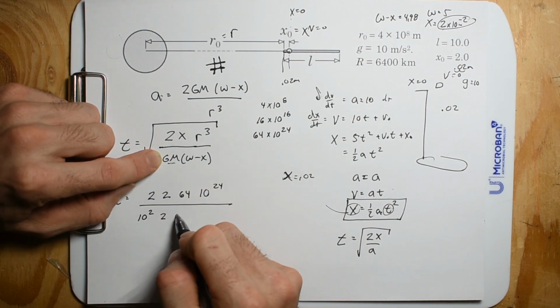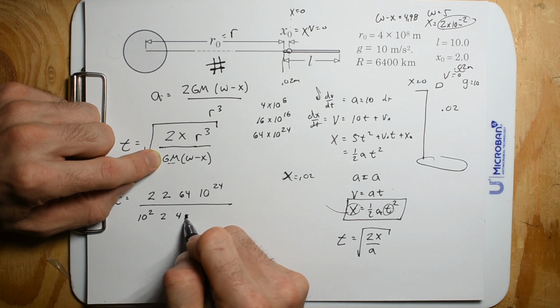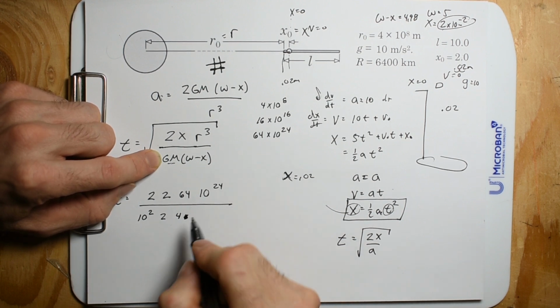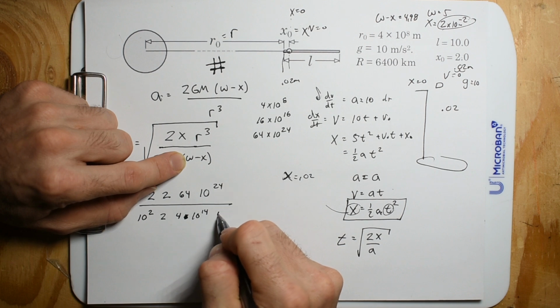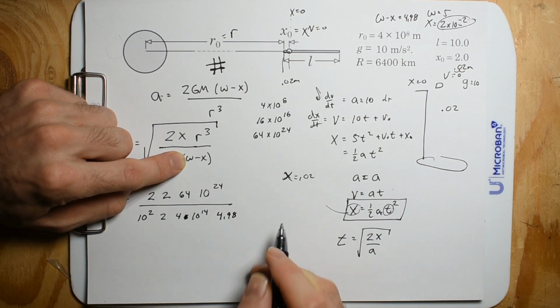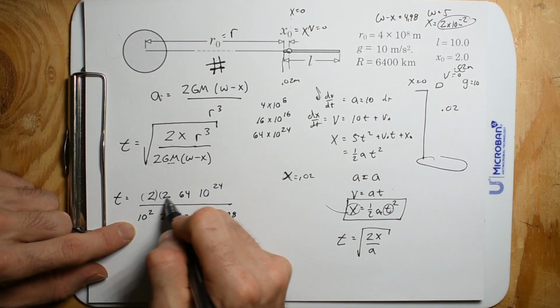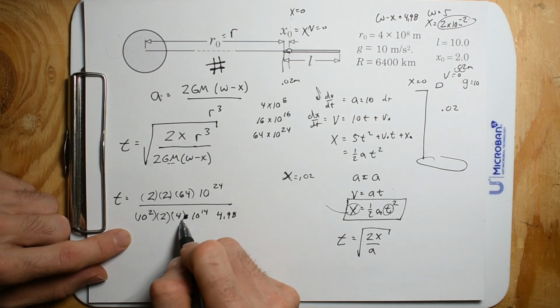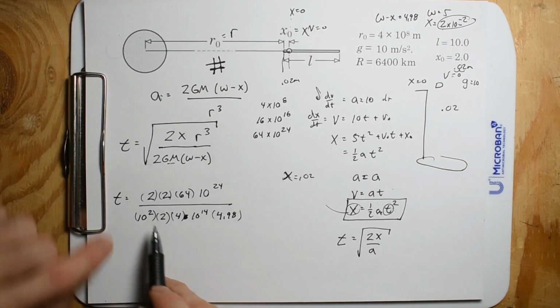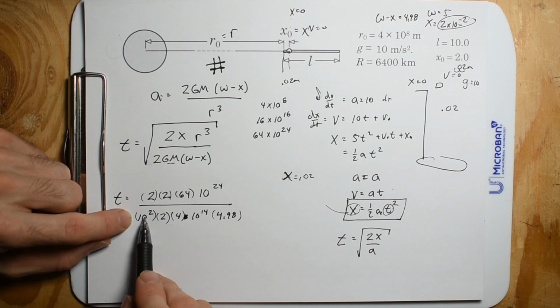This GM term is going to be 4, and then we have 10 to the 14. And then this term is going to be 4.98. Sometimes I do like to do parentheses. I didn't mean to do that in parentheses, but there you go.